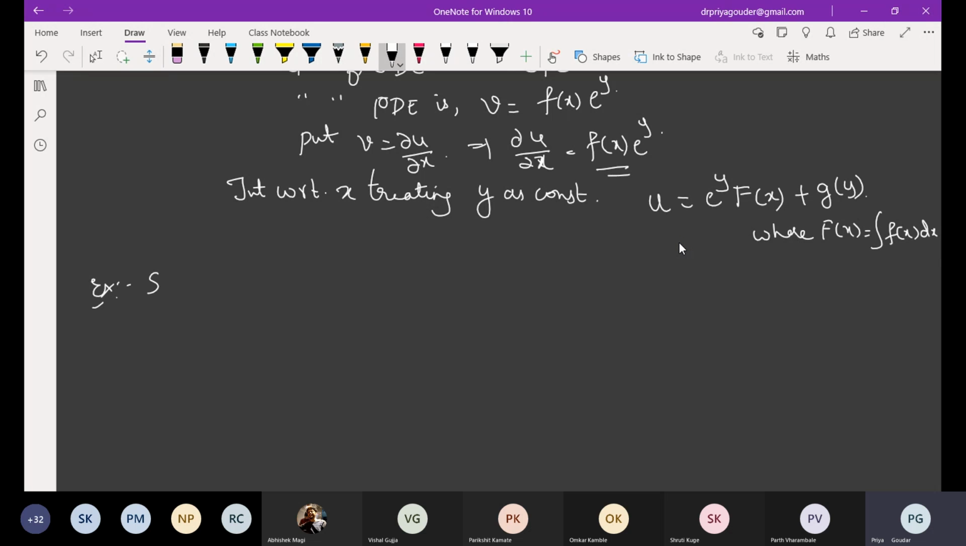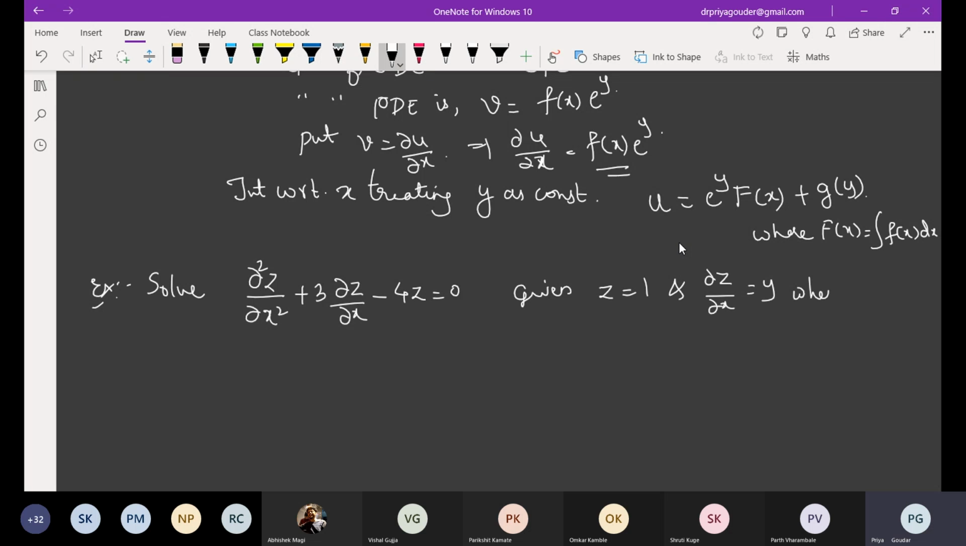Next is: solve dou square z by dou x square plus 3 dou z by dou x minus 4z equal to 0, given z equal to 1 and dou z by dou x equal to y when x equal to 0.